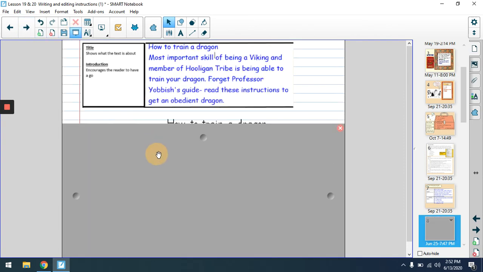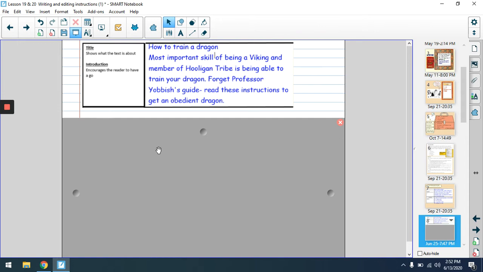So here's my plan for the first part of my instructions. How to train a dragon. Most important skill of being a Viking and a member of Hooligan tribe is being able to train your dragon. Forget Professor Yobbish's guide, read these instructions to get an obedient dragon. Remember, it's a note format, and the whole point about the plan is it gives us a bit of a scaffold, and we now need to add to that scaffold to give more detail.